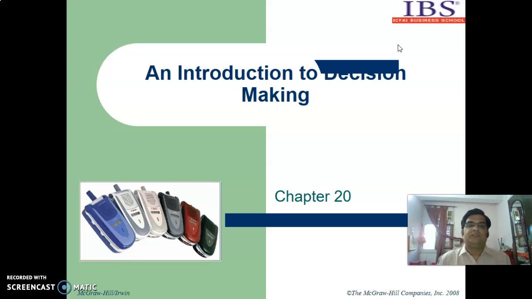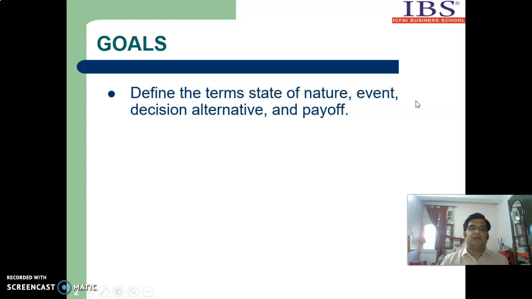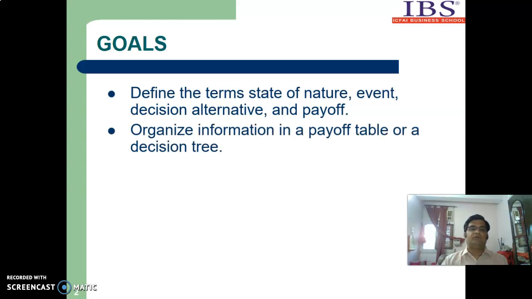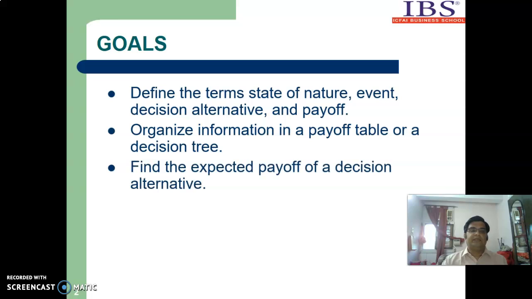Well, so today I will start with the new topic, that is decision theory. Now, before I start the topic decision theory, let me go through the topics, subtopics that I would like to cover. So, starting with the first that we are going to study is the terms state of nature, event, decision alternative, and payoff. Then we will organize the data in the form of a payoff table or a decision tree.